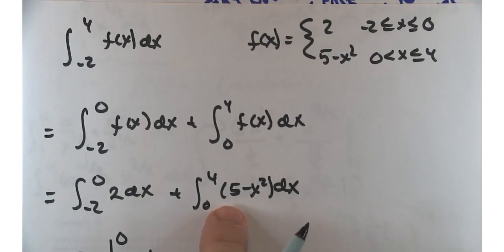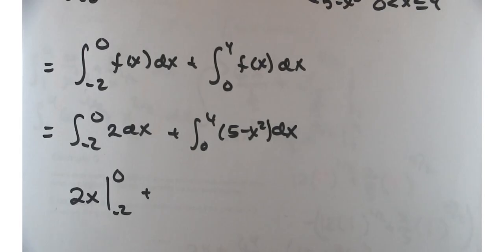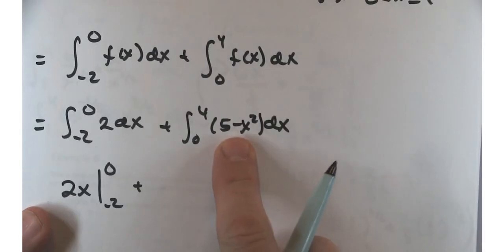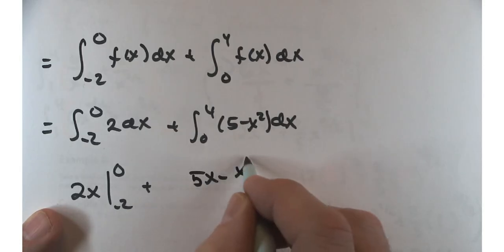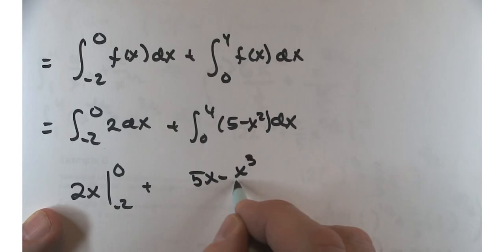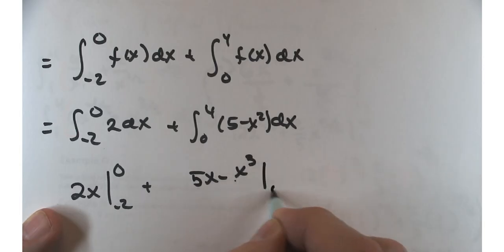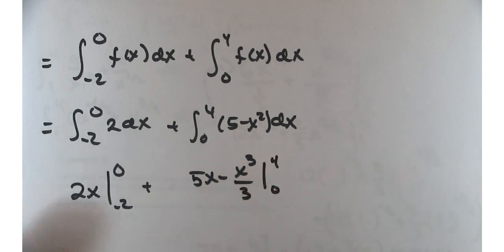How about the antiderivative for the second integral? Rahana, what would be the antiderivative of 5 minus x squared? 5x minus x cubed over 3. Nice. 5x minus x cubed over 3 between 0 and 4.